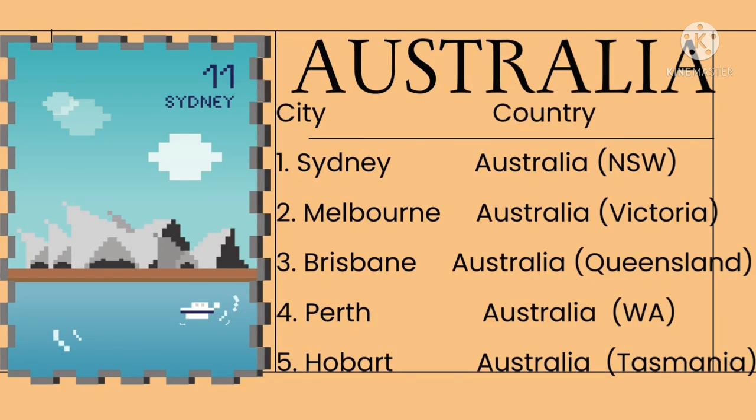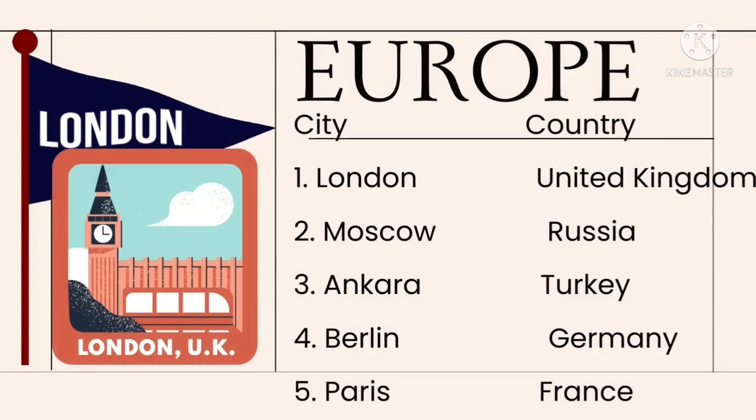Now, Australia is another continent. Let's look at the cities in Australia and the areas where they are located. You have Sydney in Australia. We have Melbourne, Brisbane, Perth, and Hobart, all in Australia. Inside Australia, they have their various areas where these cities are situated. Now, you have Europe.